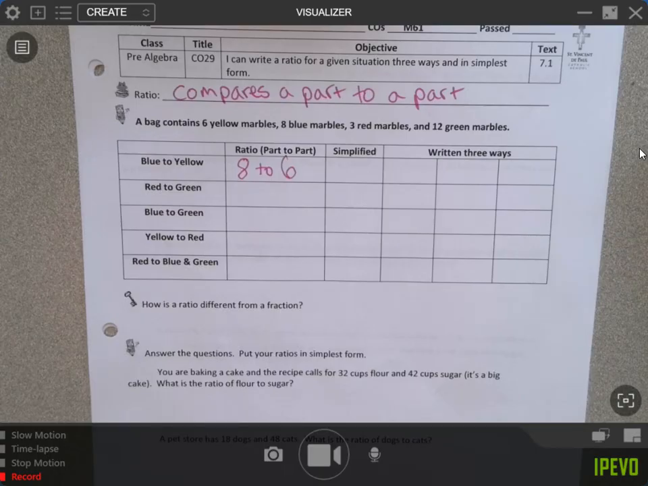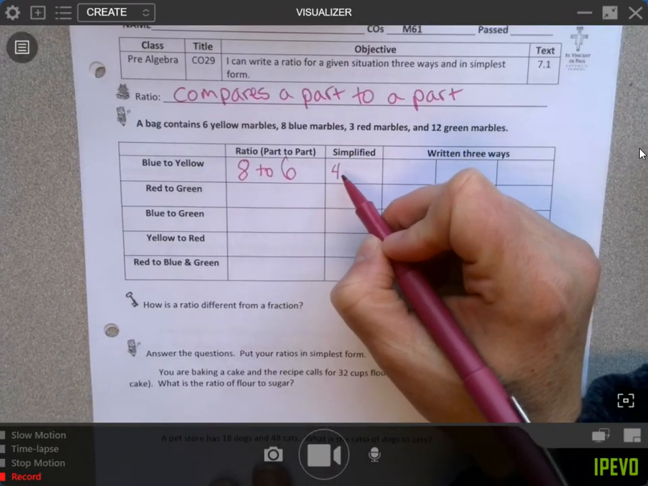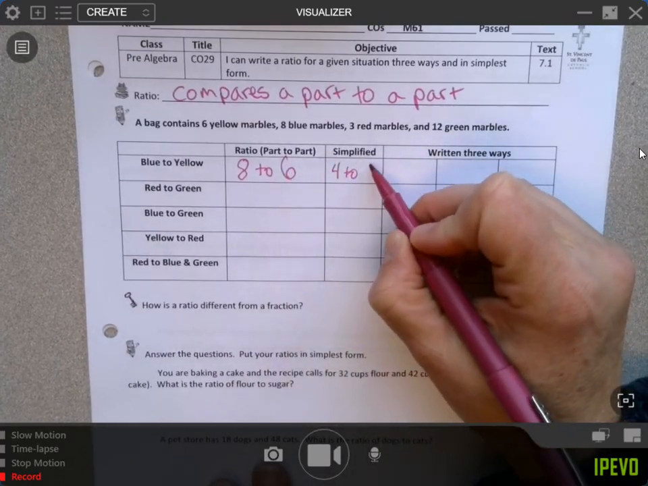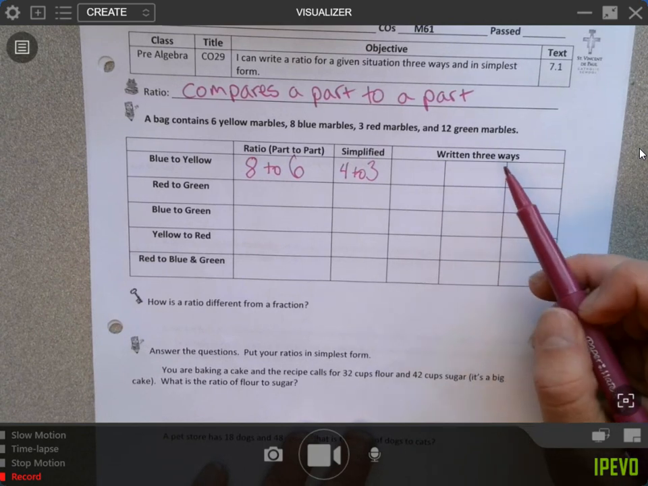Knowing what we know about simplifying, what do you think we would simplify this ratio to be, Christina? Yeah, I can divide a 2 out of both sides. 8 divided by 2 is 4. 6 divided by 2 is 3. So 8 to 6, I'm going to simplify down to 4 to 3. Just like with our fractions, when we simplify, you go as low as you can go. You have to be able to divide the same number out of all of the numbers, right? That same scale factor.